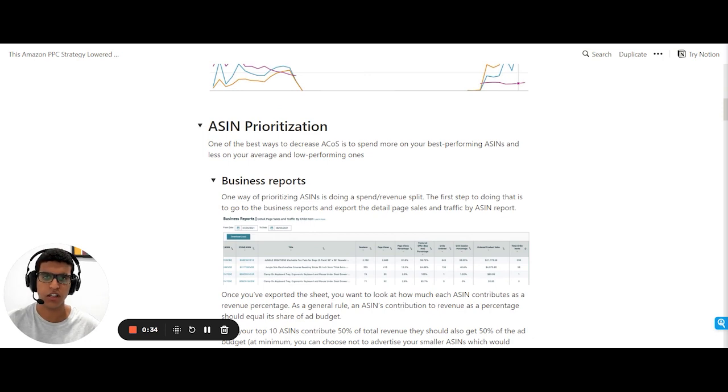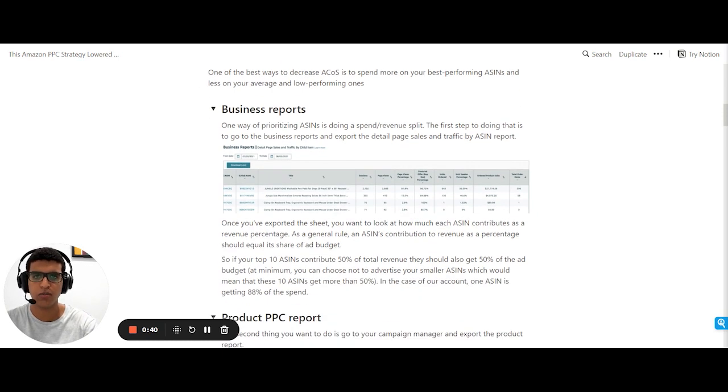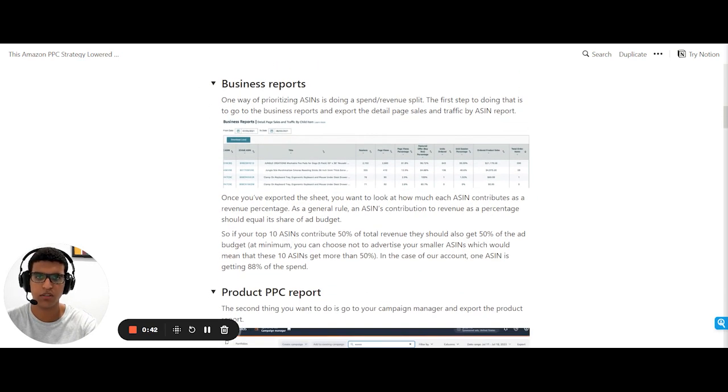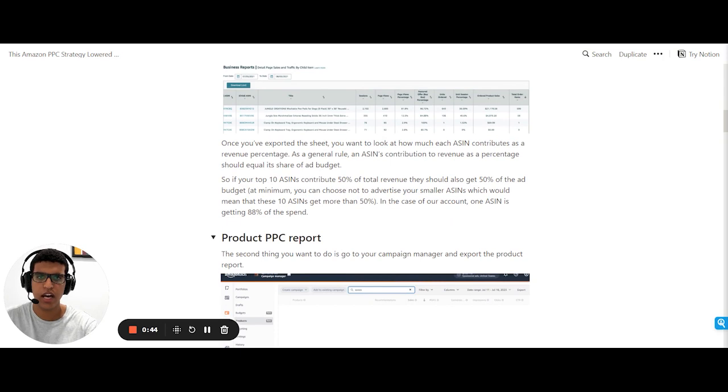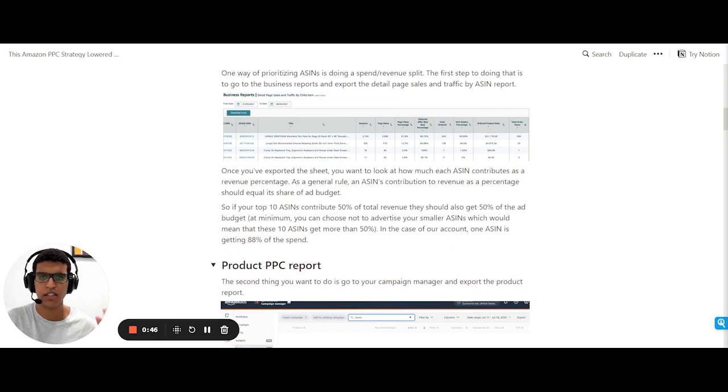What we did was we concentrated all of our spending into our top performing ASIN. The way we found that ASIN was by looking at business reports and the product report in the campaign manager. We were looking for an ASIN that's contributing a large percentage of the total sales, but wasn't getting a large percentage of ad spend. So we found an ASIN that was doing around 80% of revenue for the account and only spending around 20 to 30% of the total budget.